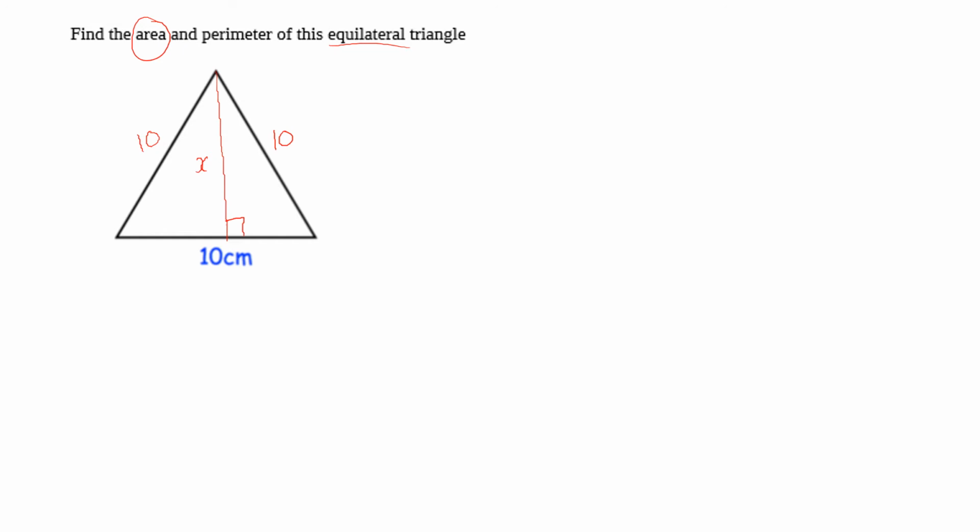We know this is a right angle because we've got a line going straight down to a horizontal line. And so we can say that this bit here is 5. And then we've got our right angle triangle. So draw it out, make it a little bit neater than what I'm doing. We've got a hypotenuse of 10. We've got a side of 5. We've got a missing side.